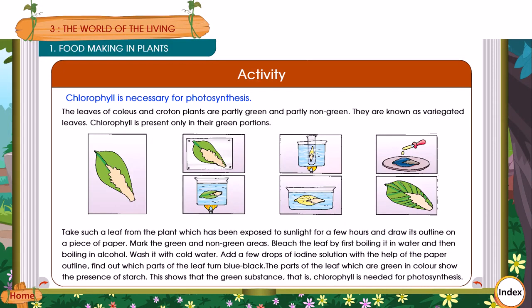Take such a leaf from the plant which has been exposed to sunlight for a few hours and draw its outline on a piece of paper. Mark the green and non-green areas. Bleach the leaf by first boiling it in water and then boiling in alcohol. Wash it with cold water.